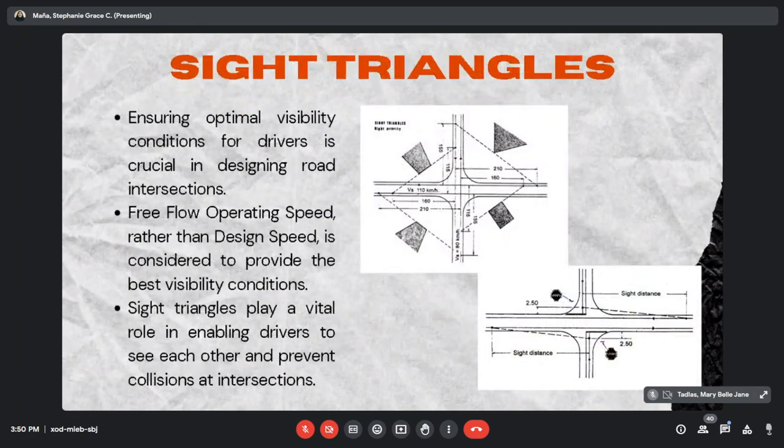Also, side triangles are important in intersections. Side triangles, also known as side distance triangles, are geometric areas associated with intersections or conflict points where two vehicles intersect. These triangles are formed by connecting three points. Two points represent the edge of the intersecting roadway or the limit from where drivers must notice an adverse vehicle. And the third point, or the summit of the triangle, is the conflict point, or the location where the two flows intersect. To ensure optimal visibility, road intersections are designed based on free operating speed, which matches realistic vehicle speeds. Side triangles are associated with conflict points between vehicle flows, allowing drivers approaching intersections to see each other and prevent collisions. So next slide, please.